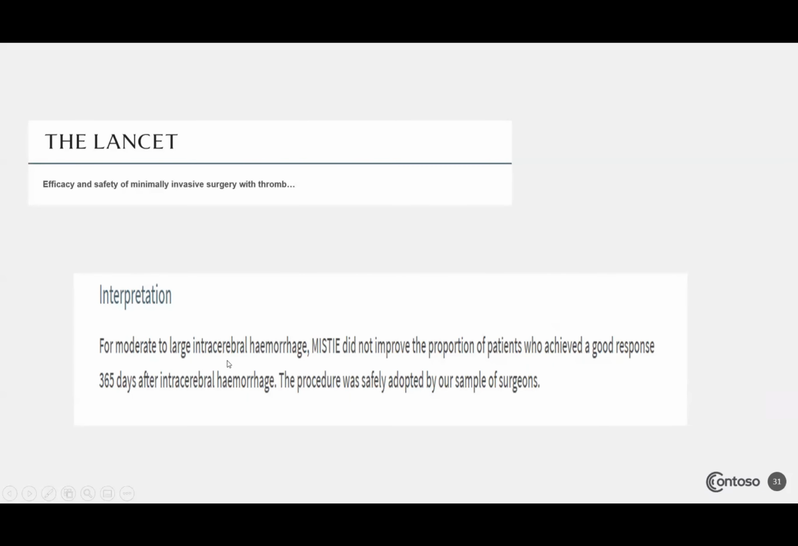For moderate intracerebral hemorrhage, MISTIE didn't improve the proportion of patients who achieved a good response at one year. The procedure was safely adopted by the surgeons in our sample. It is safe, there is no increase in the hemorrhage. It can help in the functional outcome. In this trial, published in the Lancet, they didn't improve the functional outcome at 1 year, but it shortened the ICU stay.